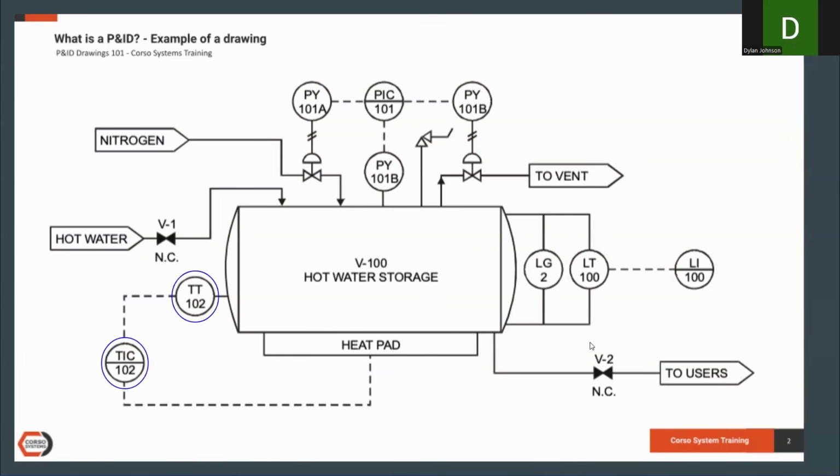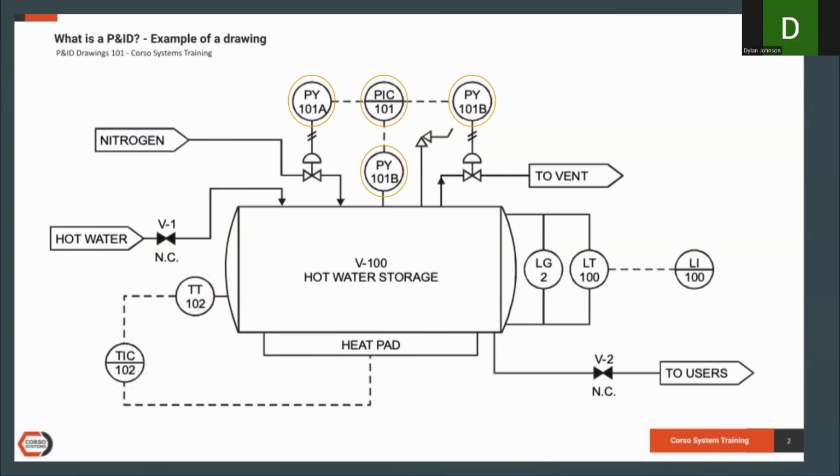Next, we'll talk about the temperature control loop. The temperature transmitter is measuring the temperature inside the vessel. That signal is sent to a temperature indicating controller, which turns the heat pad on and off as needed. If the temperature drops below a set point, for example, the heater would turn on. If it gets too hot, it would turn off. Simple feedback control.